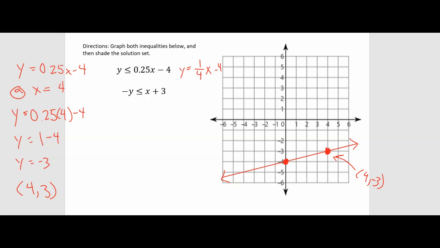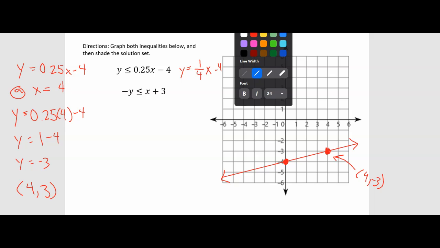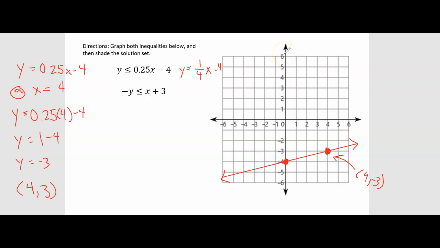Solid line, because the sign includes the equals part. Let's go ahead and graph the other line. Although we see that we have negative y, so we don't want that. We need to get y by itself. So I need to divide everything by negative 1.